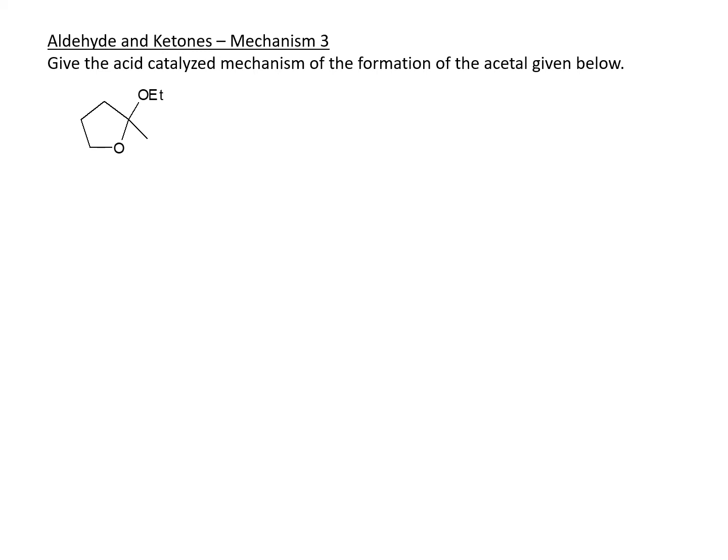Give the acid catalyzed mechanism of the formation of the acetal given below. So now this is the formation of acetal. So this is the acetal. Which means the first thing I should do is figure out how it's really made. So identify your aldehyde or ketone or the alcohols first.